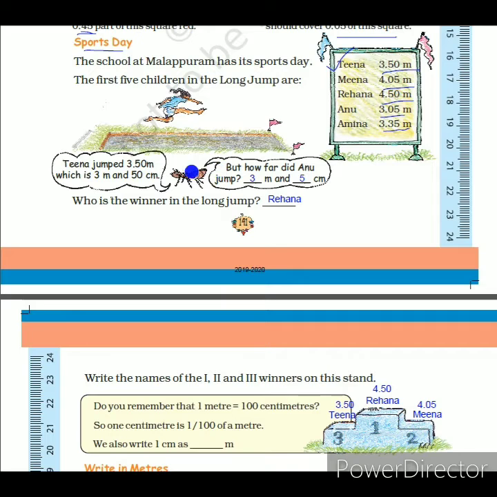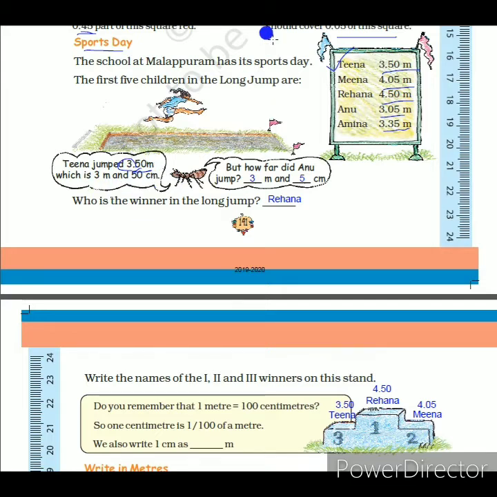Here 3.50 means the number which shows before the decimal point is meter, and the numbers which show after the decimal point are centimeters. 3.50 means 3 meter and 50 centimeters.